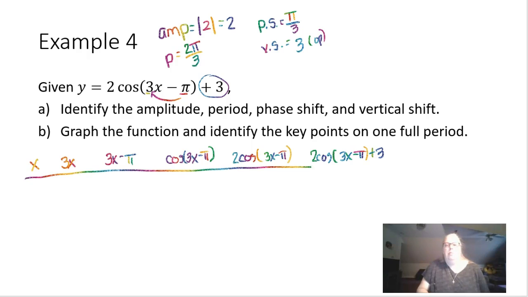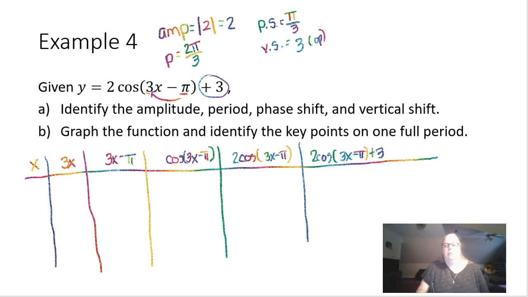All right, so this is going to be a long one because it has a period change, a vertical shift, and a phase shift in it. Now remember, my starting point is going to be my phase shift, which in this case is going to be pi over 3.